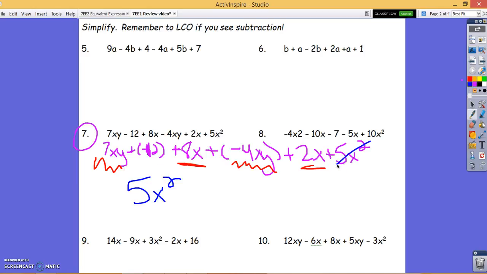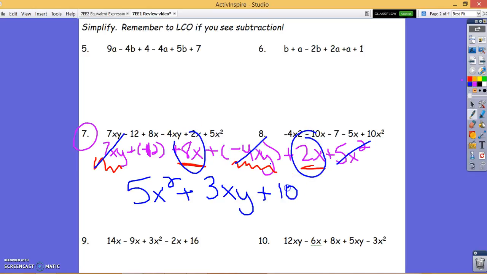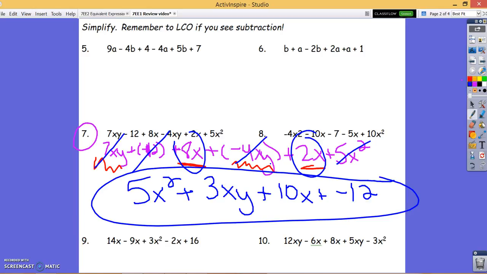My next fanciest is these xy's. So I'm going to write a plus sign because these are all plus signs in here. 7xy plus negative 4xy is 3xy. Now I've used these. My next fanciest are these two, 8x plus 2x is 10x, plus my last number, negative 12. Now, none of these are like terms, so they can't be simplified any further. So that's my final answer for number 7: 5x squared plus 3xy plus 10x plus negative 12.